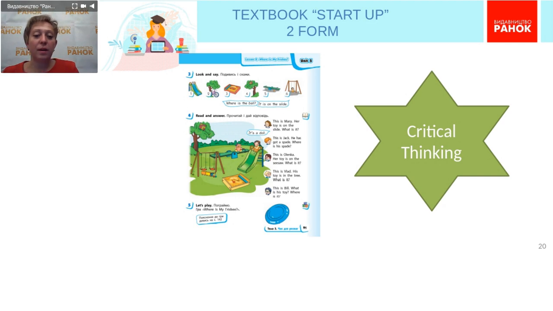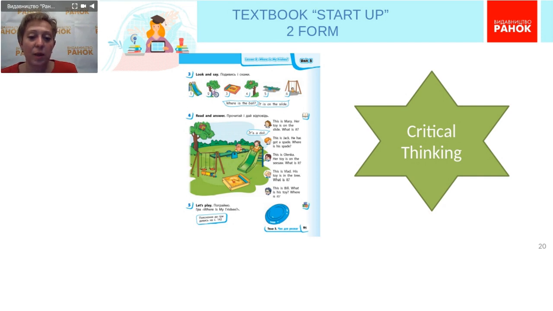And critical thinking again. Exercise 4 demonstrates one more example to develop critical thinking for your pupils. So this is a kind of a riddle. Pupils need to read the texts and to find the answers to the questions with the help of the picture. Usually pupils enjoy these games.